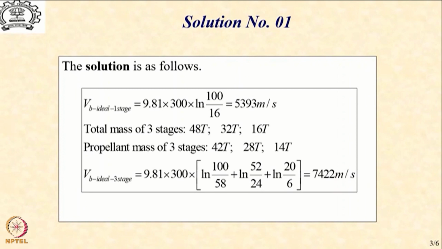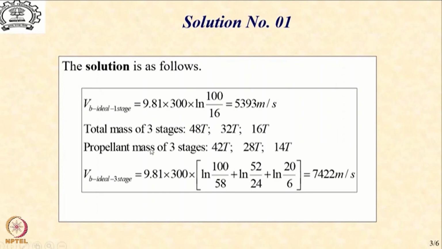Let us now do the same exercise for the propellant mass as well, because the same ratio has been specified also for the propellant mass. So the 84 tons of propellant also can be distributed in the 3 stages as follows. That is, the first stage will carry 42 tons, the second stage will carry 28 tons, and the third stage will carry 14 tons. You can see that all these add up to 84 tons, and these are in the ratio of 3 to 1.